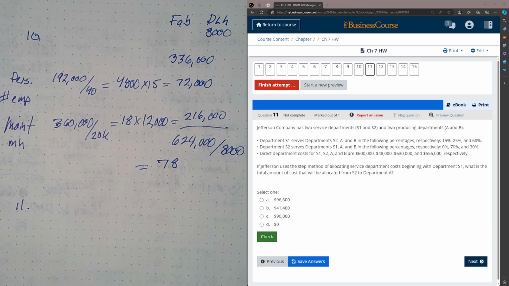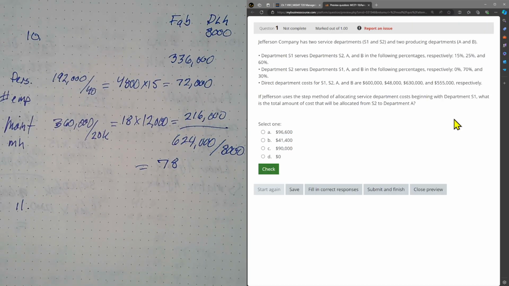Okay, we have question 11. This is a step method question. So remember, whereas before the service departments didn't interact, now they do interact. So this is one format of a question, and we'll look at a different format with question 12. It has two service departments and two production departments. So it says S1 serves S2, A, and B in the following percentages. S2 serves these other things in the following percentages. And here are the department costs.